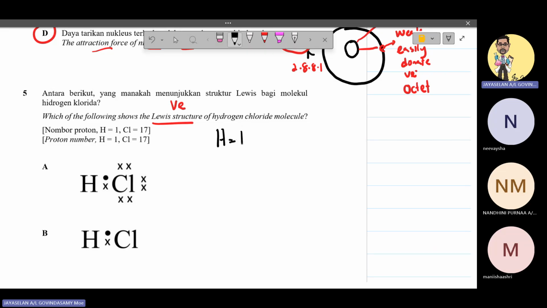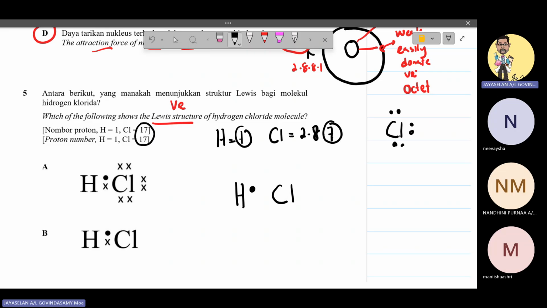Hydrogen has valence electron 1. Chlorine is 2.8.7, so the valence electron is 7, and here 1, right? So what you do here, for hydrogen you take one valence electron and put it here. Hydrogen needs another electron to achieve a stable duplet electron arrangement. Chlorine has 7, so here 1, 2, 3, 4, 5, 6, 7. Use different symbols. So here 1, 2, 3, 4, 5, 6. This 1 will be donated here.